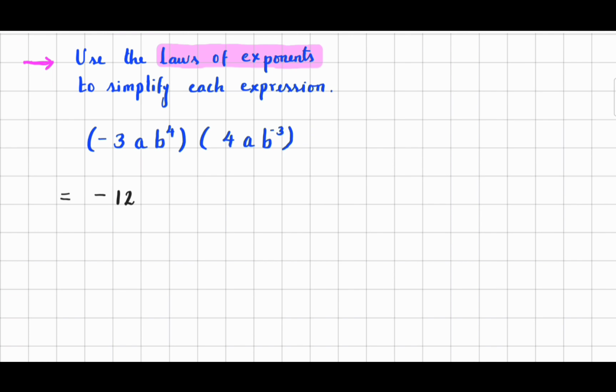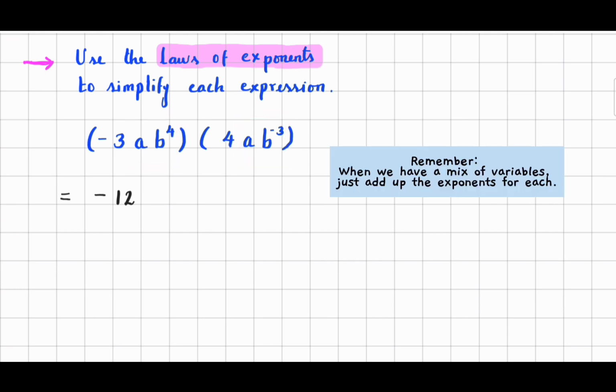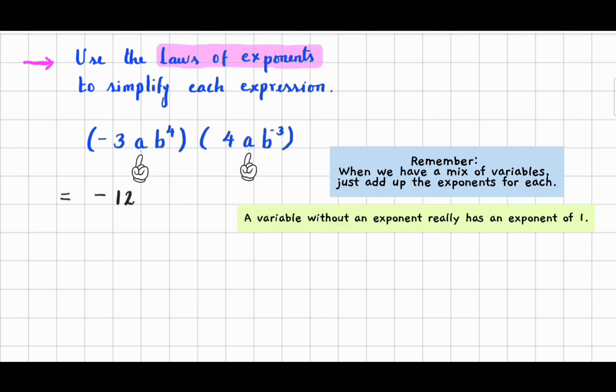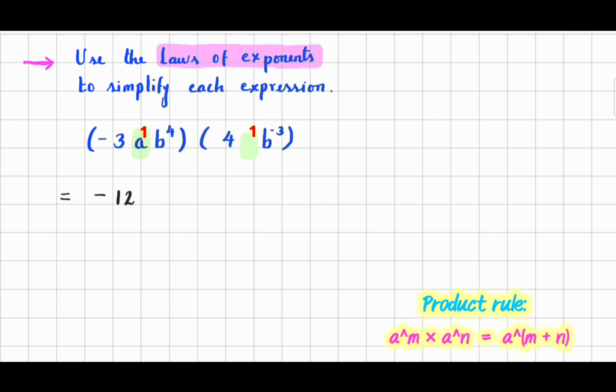Lastly, multiply their letters. Here we have a mix of variables. Remember, when we have a mix of variables, just add up the exponents for each. And also remember that a variable without an exponent really has an exponent of 1. So, a times a is a squared, or we can write a^(1+1). Since the bases are the same, write the base and combine the powers.